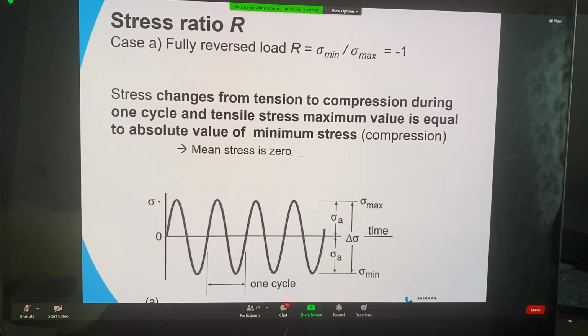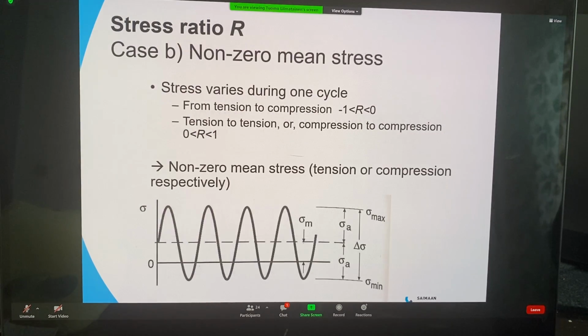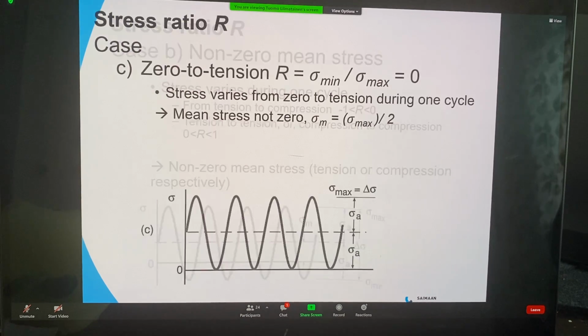Okay, here is the same thing. Same thing for case A in its own slide. Same thing for case B and case C.